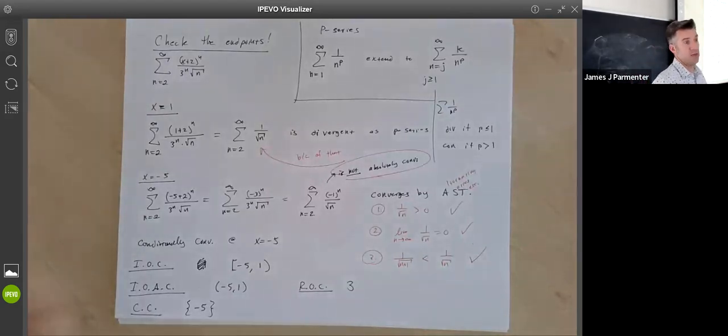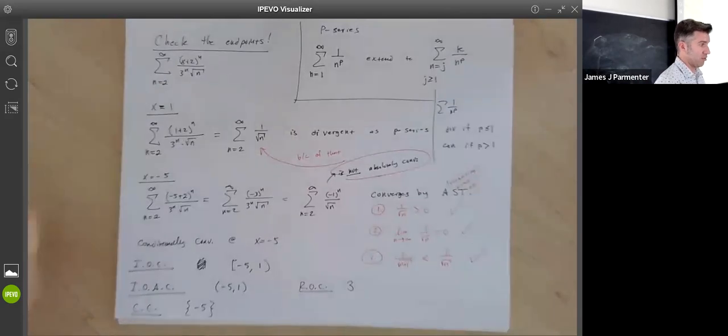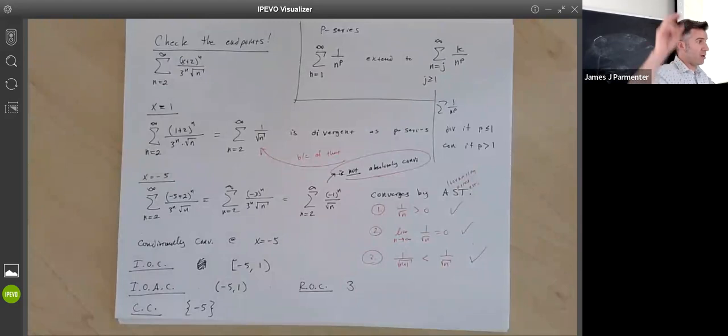And literally the endpoints can do anything. They could converge absolutely, they could converge conditionally, they could diverge. And they typically don't have to do the same thing. One could be absolute, one conditional. One could be absolute, one could diverge. One could be conditional, one absolute. It's up for grabs. So what's the difference between conditional and absolute?